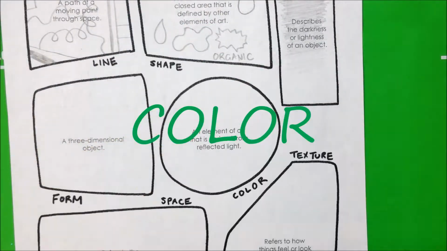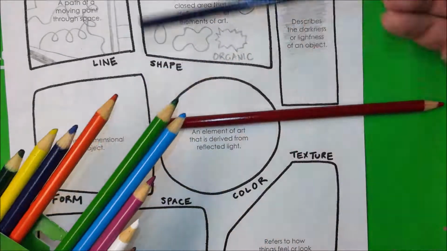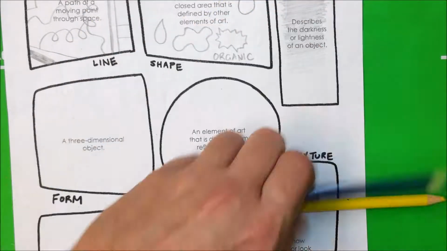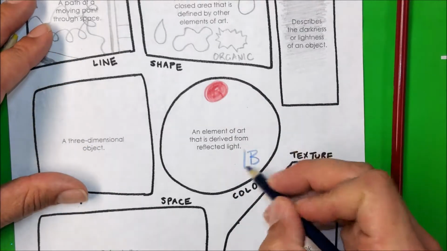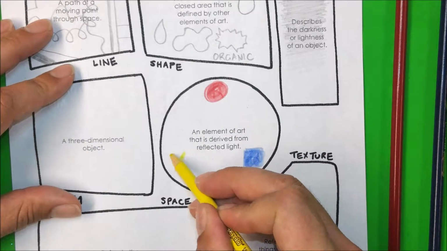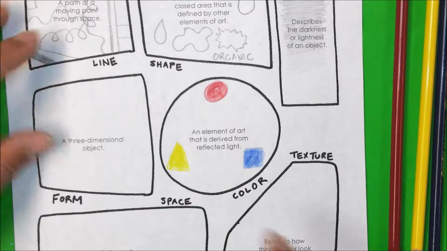Next is color, an element of art derived from reflected light. We're going to start with our primary colors, red, blue, and yellow. These create all the other colors. And starting at the top, for no reason, you can start with whatever color. We're going to start with red, but start with red, then blue, and make a triangle with yellow.